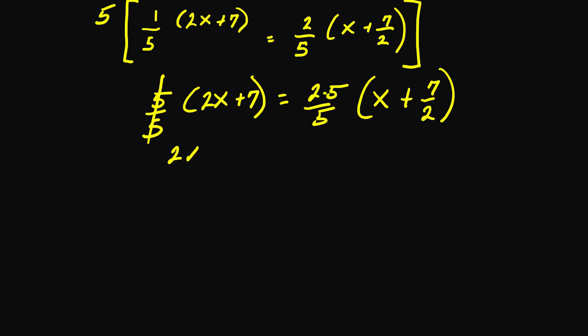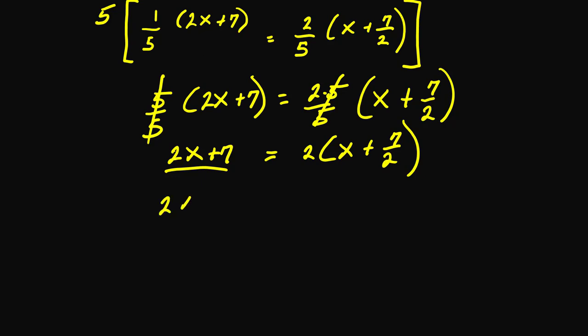Now I have 2x plus 7 equals, these 5's cancel out. That leaves me 2 times x plus 7/2. The left-hand side of this equation is okay. It's in its simplest terms. There are no parentheses, no similar terms. I'll just go ahead and bring them down.